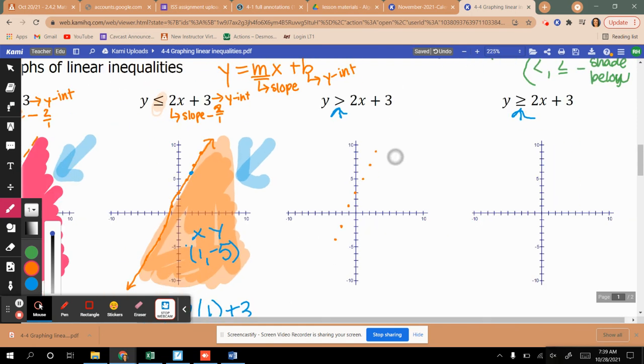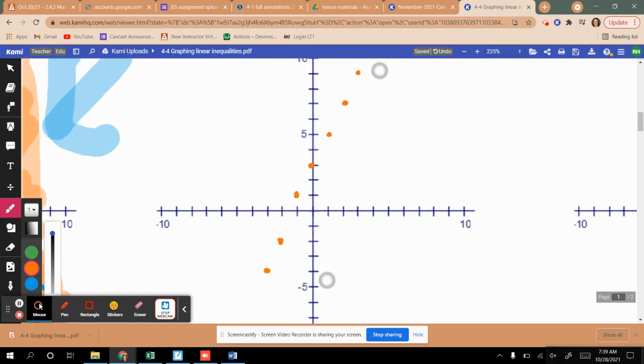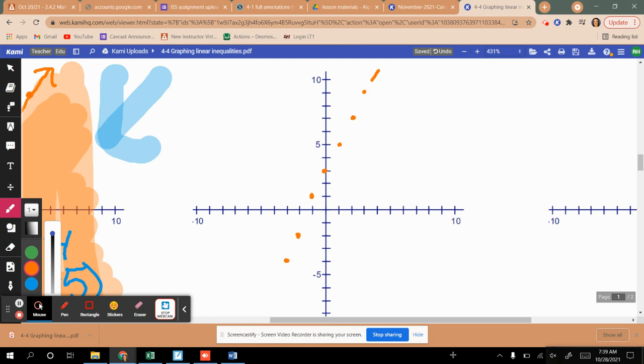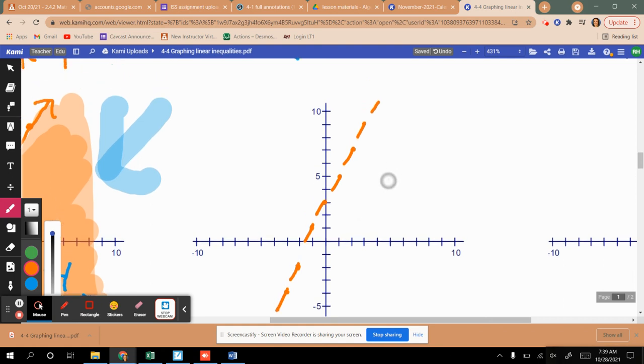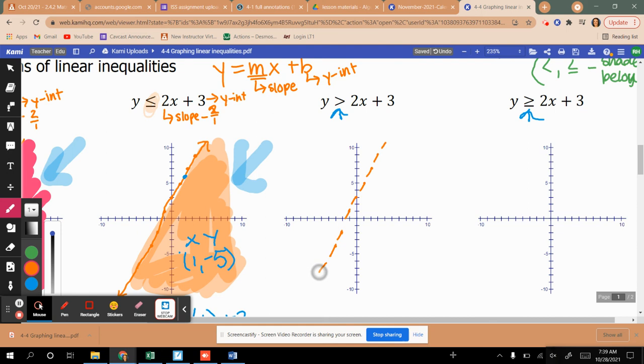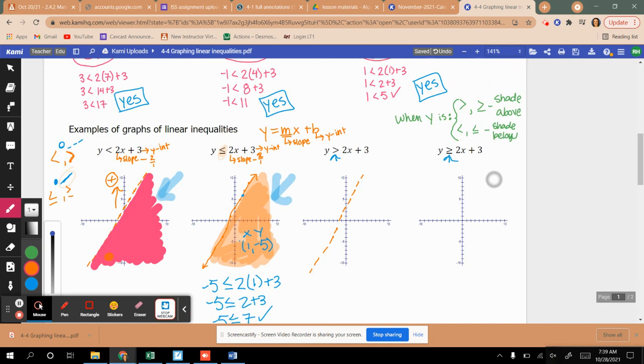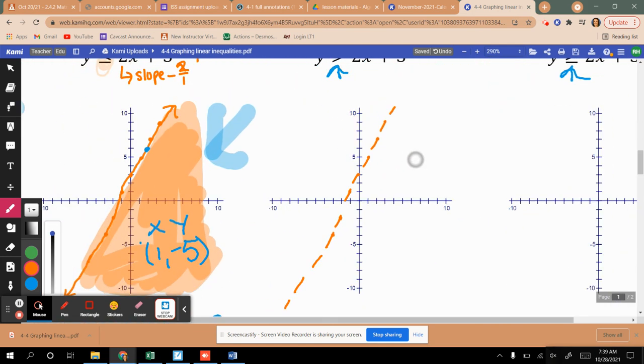All right, we have greater than, which is not an equal to, which means we need to do a dashed line. So dash, dash, dash, dash, dash. Okay. And since it says greater than, remember, greater than, we're going to shade above. So we're going to grab this transparency down to here and shade. Oops, I'm going to change that to a big one. Shade above.